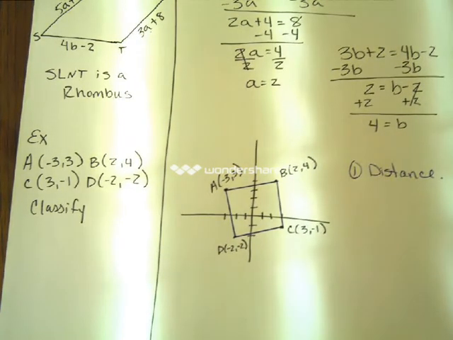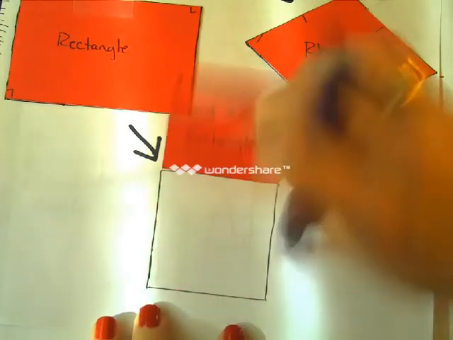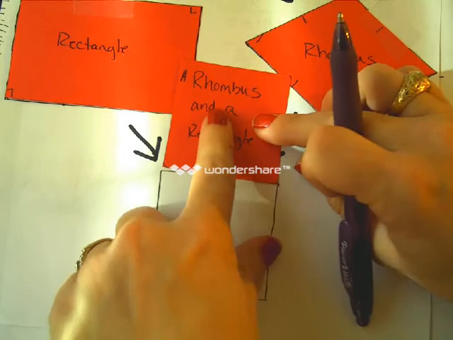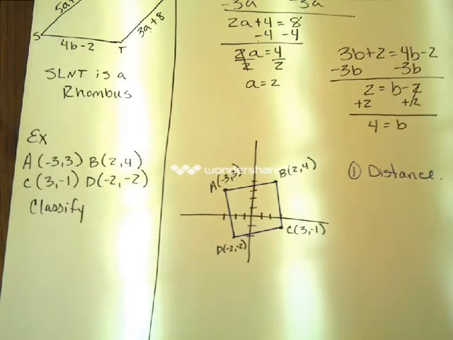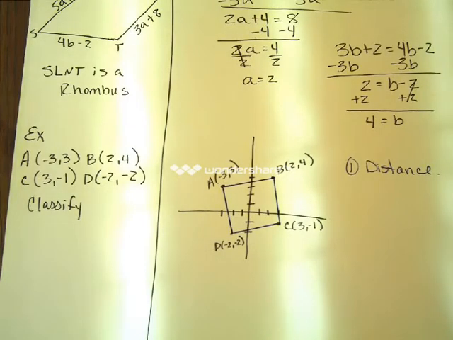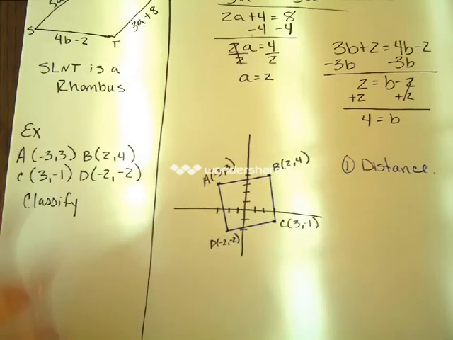If you look back at your chart, a square is a rhombus and a rectangle. So that means all 4 sides must be congruent. The only way to check if they're congruent is to check all of their distances. Now this does require a little bit of work. It's a little bit tedious, but it's not hard.